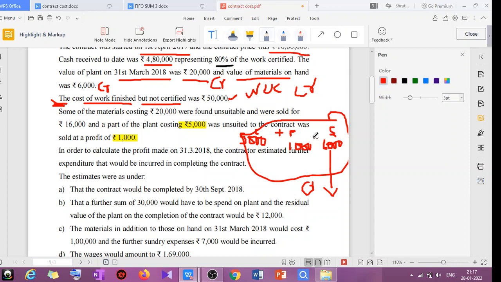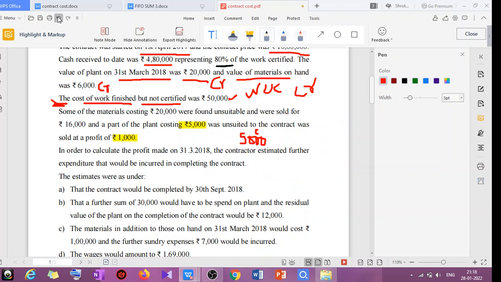What about profit? By selling the asset, you have incurred a profit. So whenever there is a profit on sale of any asset, that will be written under the debit side of the contract. That is profit on sale of asset. I hope it is clear to you till here.